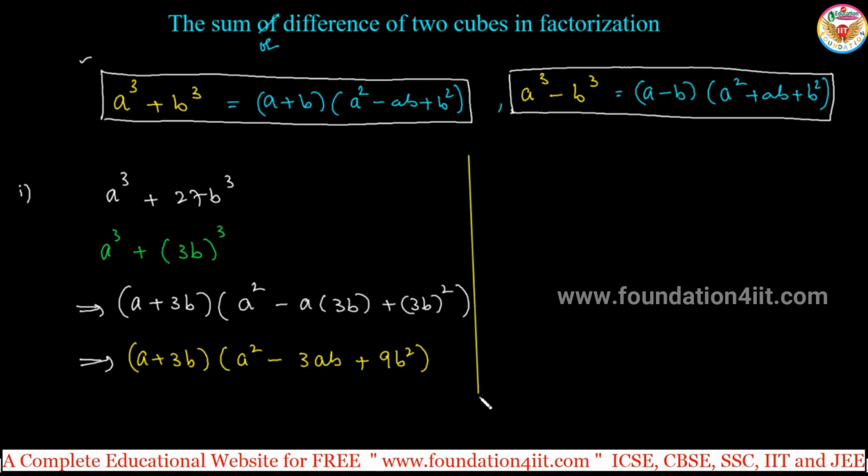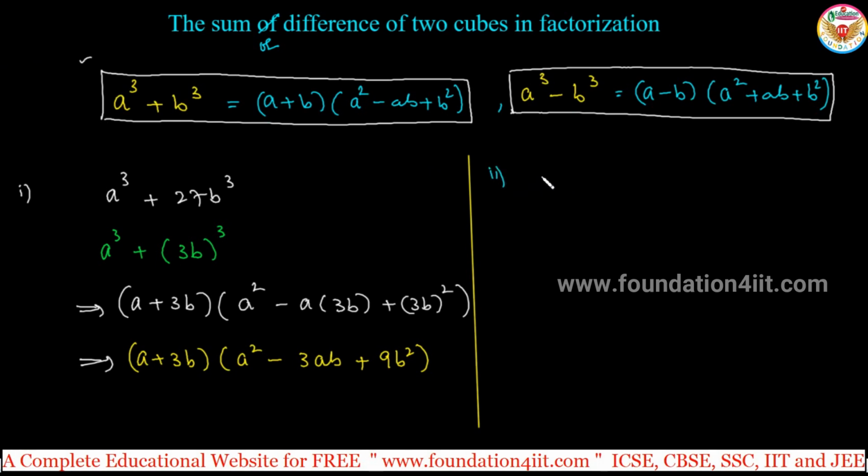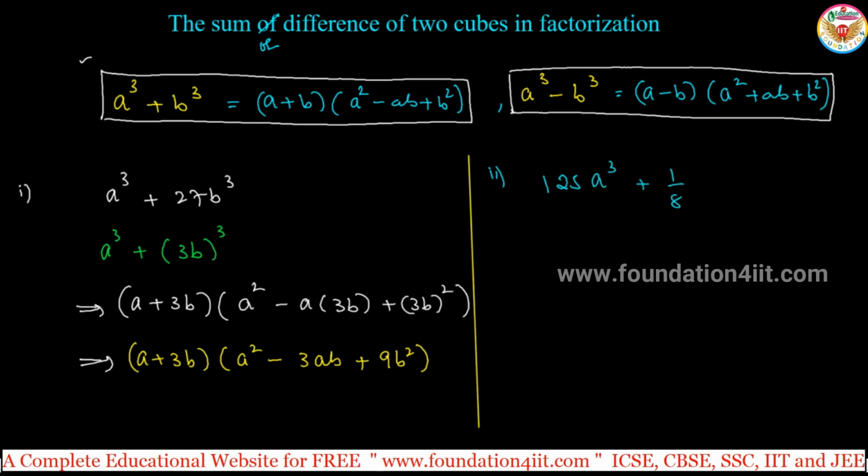It's factorized. Now let us take one more question for this, even with numerical values also. Same formula let me take, we'll get a clearer idea. Now 125a cube plus 1 by 8. This you have to factorize.